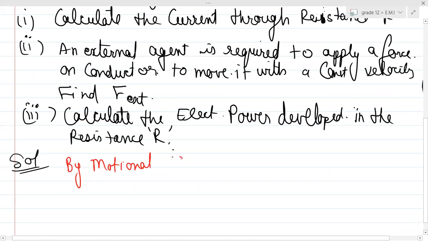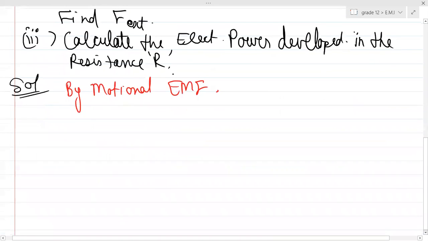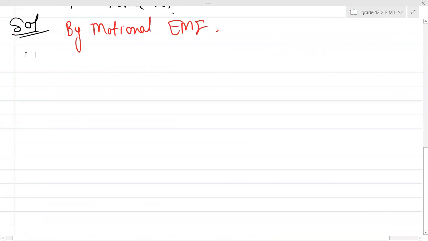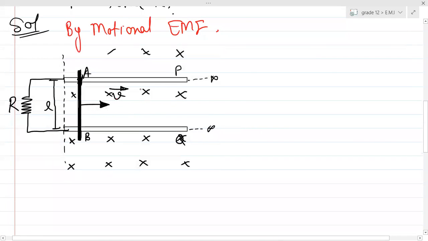I'll just copy the diagram again. So basically, what will be the EMF across AB? Which will be bigger? Will A be bigger or will B be bigger? Do you remember the right hand palm rule?